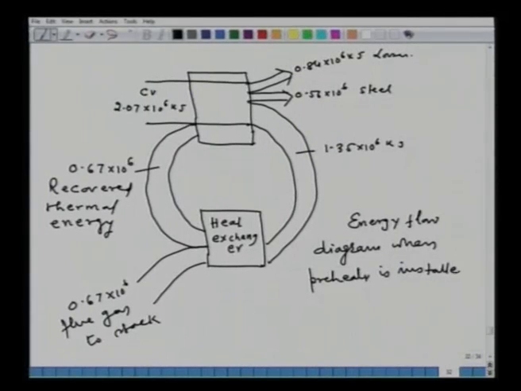So, this particular diagram indicates very clearly how the energy is flowing and what part the heat exchanger is playing. So, you see a significant amount of energy is recovered, and the amount of fuel that you are saving is around 49 to 50 kg, and that is a considerable value.